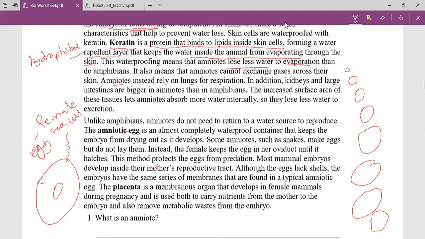So this is the way they are. Sometimes if you kill a hen that is about to lay eggs, you're going to see the small eggs in it. You see the eggs, and you're going to see all the blood vessels and everything. So let's not waste much time on this. So the amniotic egg is almost completely waterproof. What's the amniotic sac? Yeah, the sac that covers the egg. That covers the amniotic fluid.